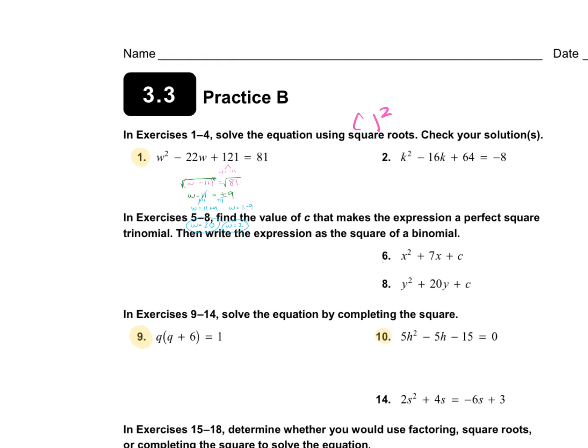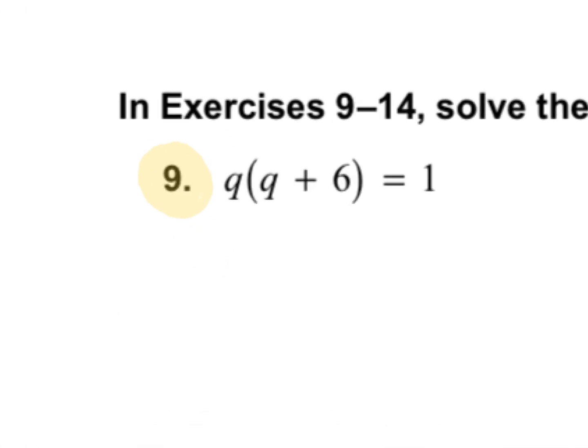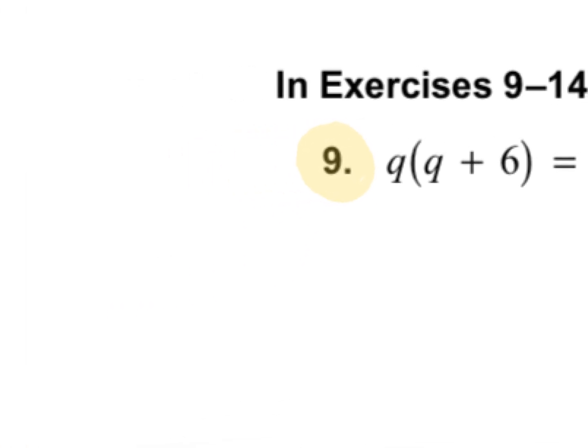All right, let's look at 9. So here, for 9 and 10, we're going to solve by completing the square. What's the little formula that we use to complete the square? B over 2 squared.